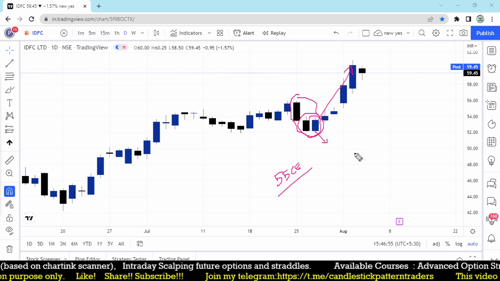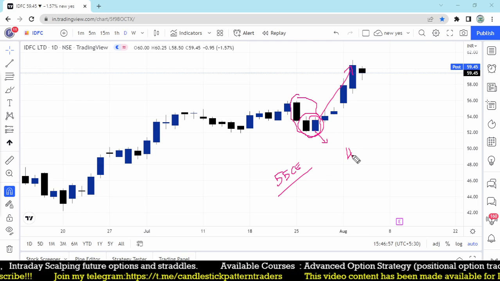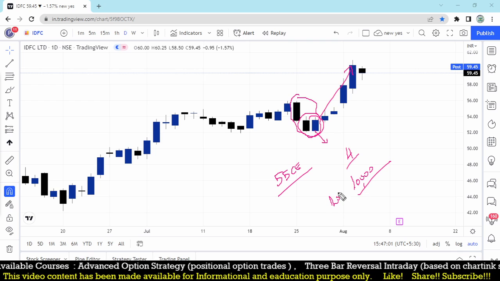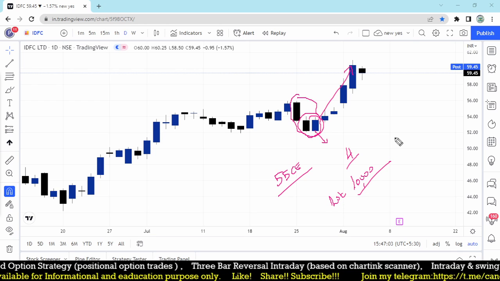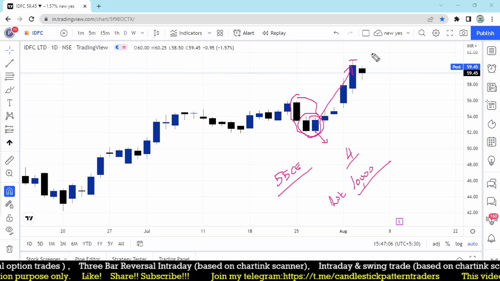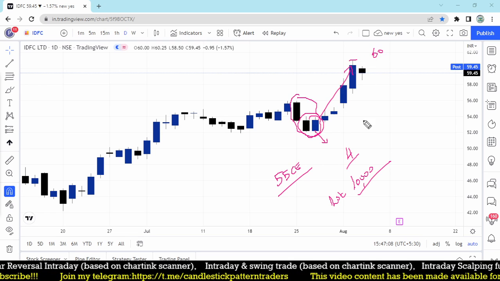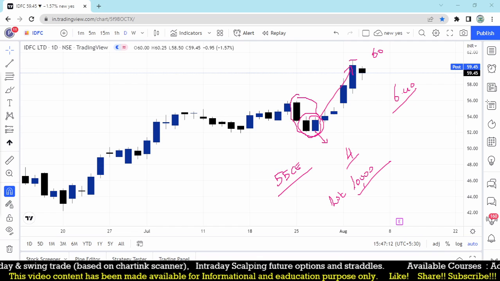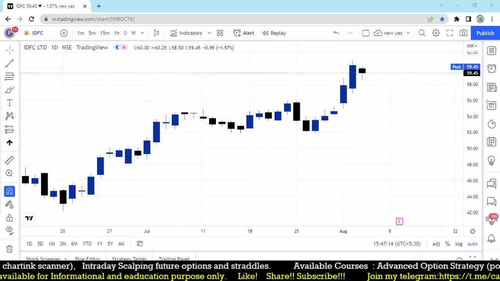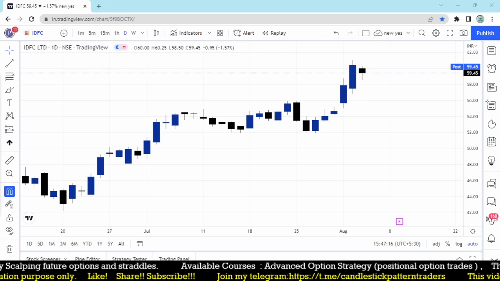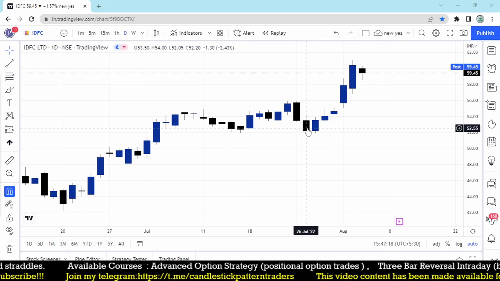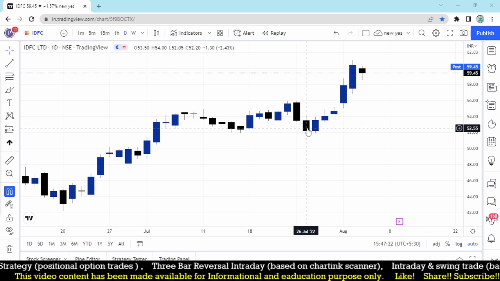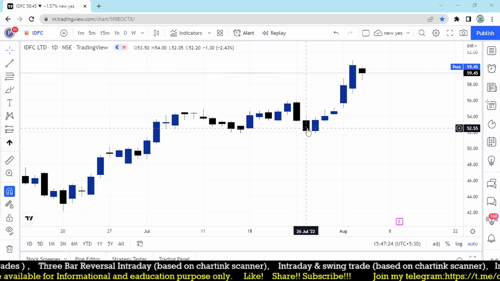The 55 call option, we bought around 4 rupees. The lot size for the stock is 10,000. We bought around 4, and when the stock made a high near 60 rupees, the option went up to about 6.4. So we bought around 4 rupees and it went up more than 50%. That is a good enough return, so we can book early. We booked around 16,000 and 19,000 on this particular trade, based on the advanced strategy.